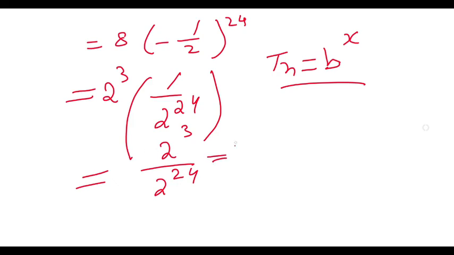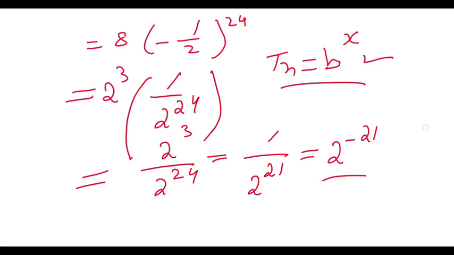Because 2 power 3 I multiply inside, the answer is going to be, by the majority rule, the 24 is more, so it's going to be 1 over 2 power 21, because positive 3 I pull down becomes a negative, so we got 2 power 21. Now the answer must be in this form, so therefore if I pull up it becomes 2 power negative 21, so this is my final answer.